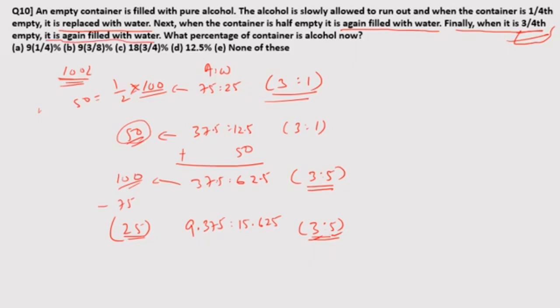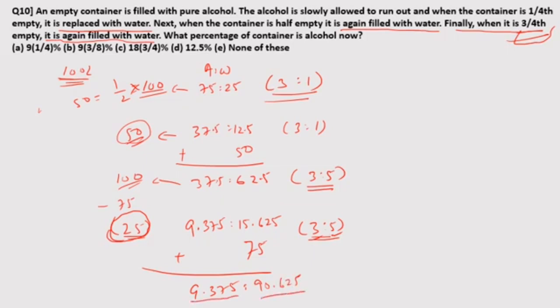Now it is saying after this operation, this is again filled with water, means only water is getting added. So how much water will be added? At this stage it is 25 liters, so I'll have to add 75 more liters. Now the summation: 9.375 is to 75 plus 15.625, this is 90.625. Fine. So this is alcohol, this is water.